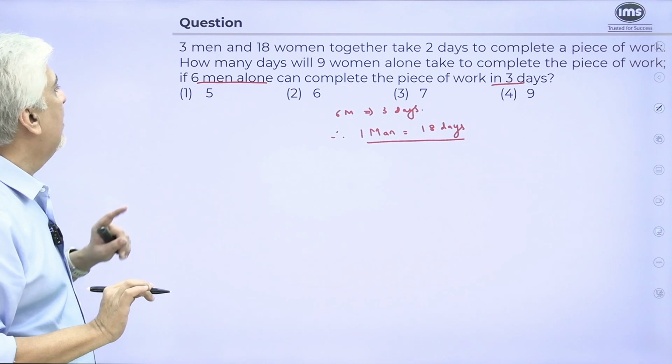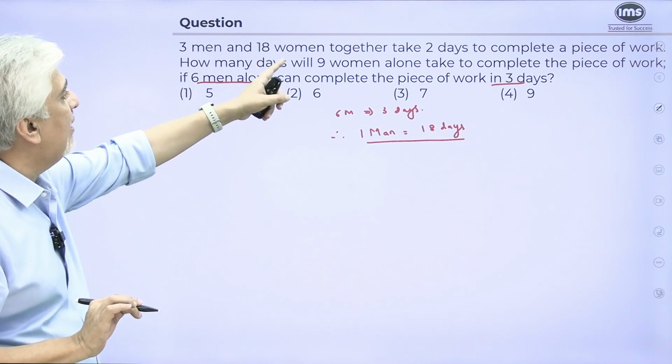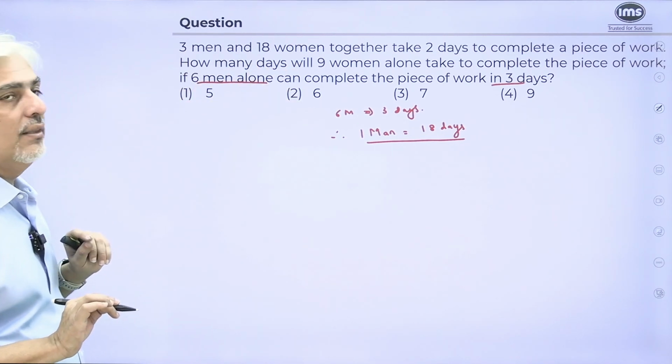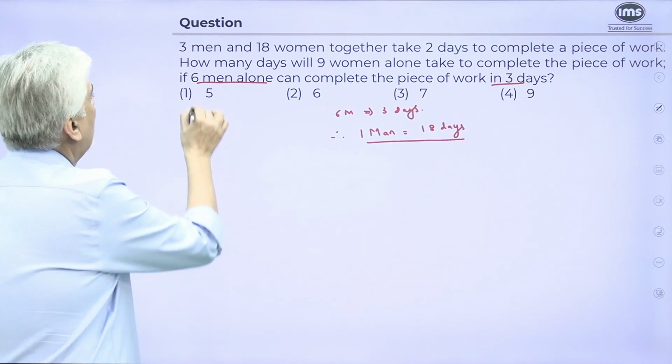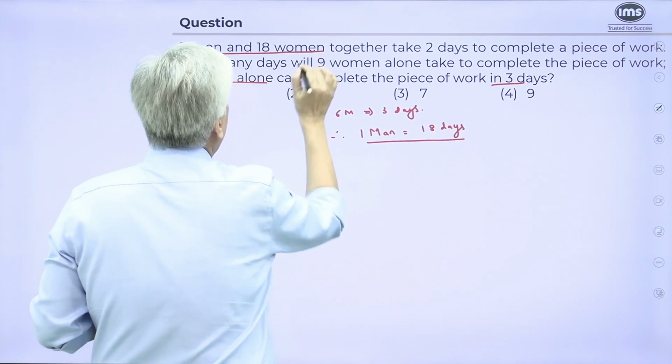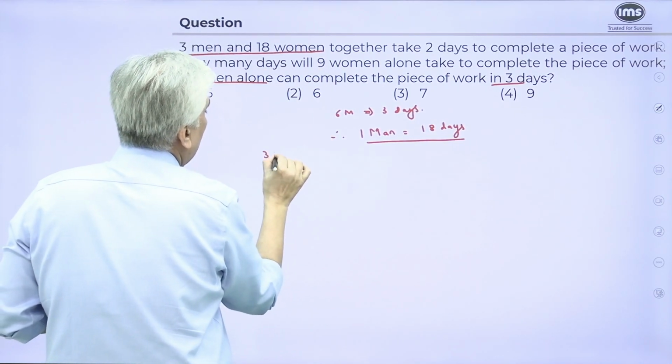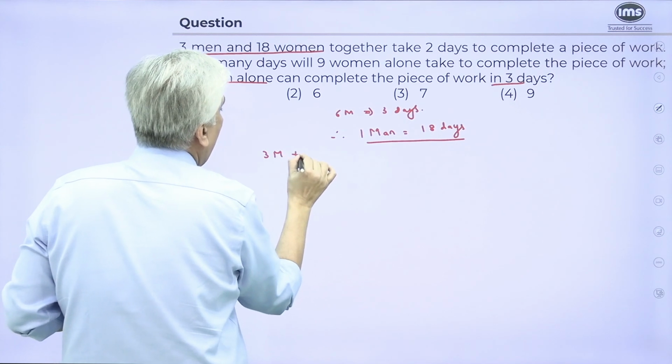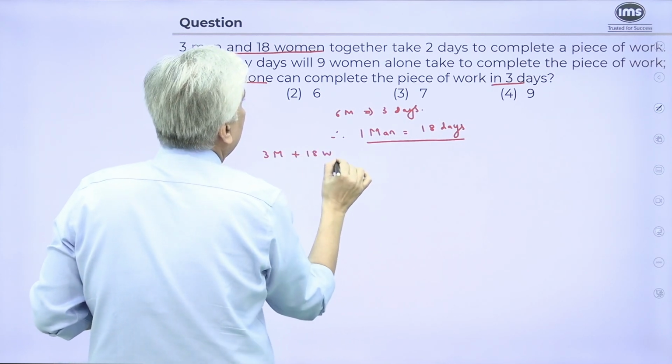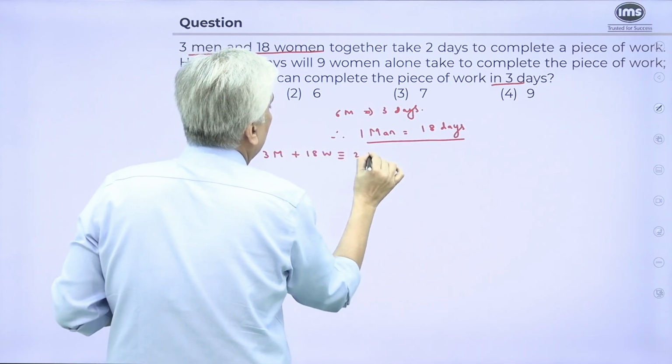What else do we have? 3 men and 18 women take 2 days to complete the work. Okay? 3 men and 18 women take 2 days to do the work.